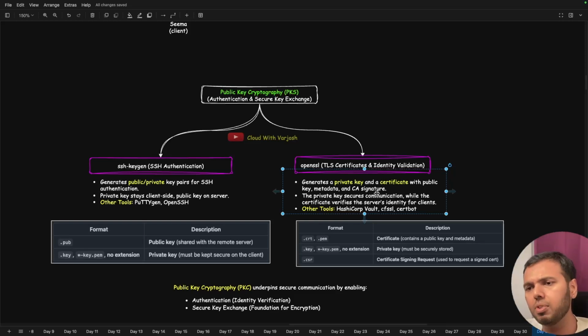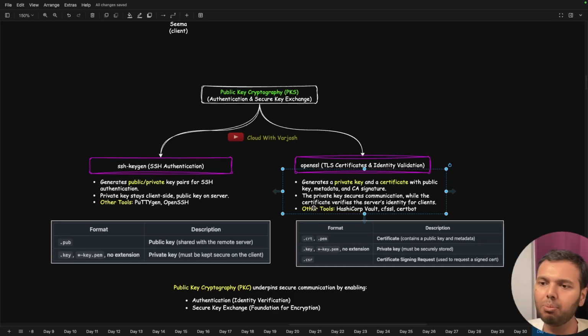In general terms, you would often hear administrators say OpenSSL is used to generate a key pair, and that is also right. But you must understand, behind the scenes, it is a private key and a certificate, and the certificate holds the public key, metadata, which is when the certificate was issued and when it is expiring, and a CA signature. The private key secures communication while the certificate verifies the server's identity for clients, and we will see this in a little while.